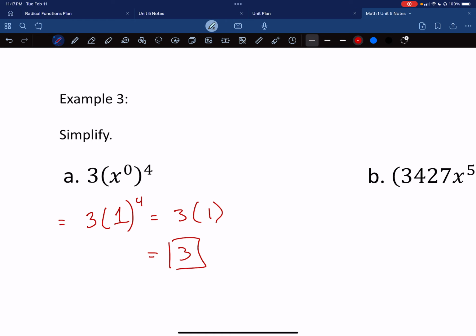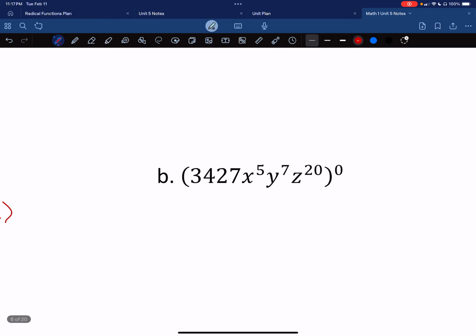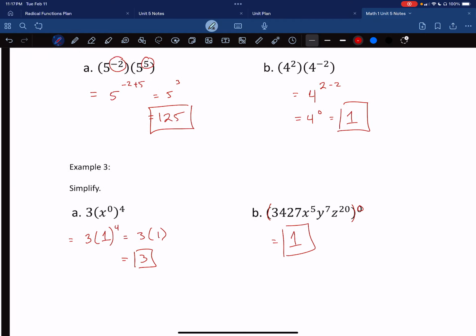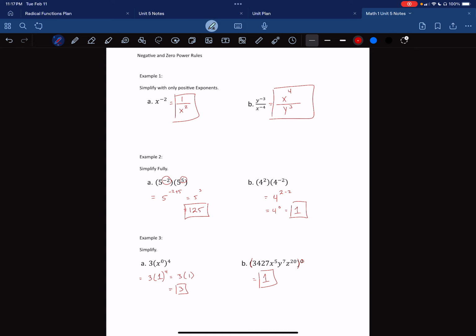But again, it doesn't matter what you're raising to the 0 power. Anything to the 0 power is just going to be 1. So as we're looking at letter B here, we have 3,427, x to the 5th, y to the 7th, z to the 20th. That's a really ugly problem. The problem is everything is raised to the 0 power. So the answer just ends up being 1. All right? And that is the notes for lesson 2 on negative and 0 power rules.